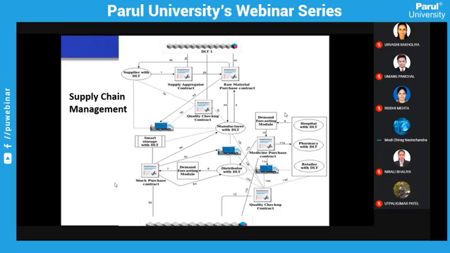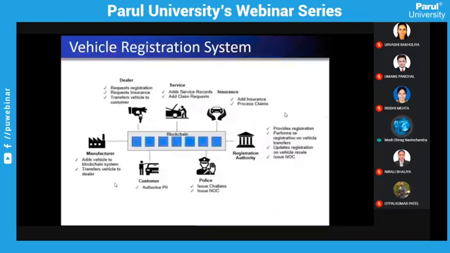Vehicle registration system, in which also multiple trusted entities are involved. So the first owner of any vehicle, the manufacturer, will sell that vehicle to the dealer. The dealer will sell that vehicle to the customer. To do all this process, we require the service record, we require the insurance record, we require the police record, and the RTO registration. Now let's say that the manufacturer is selling this vehicle to the dealer.